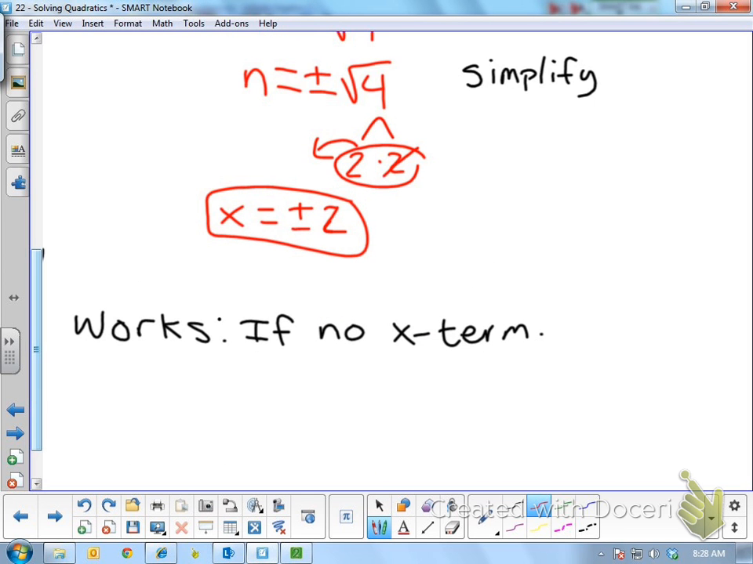So again, this only works if there's no x term. That's the first box I would do on every problem. I'd go through because if there's no x term, I can immediately say, hey, this method doesn't work.